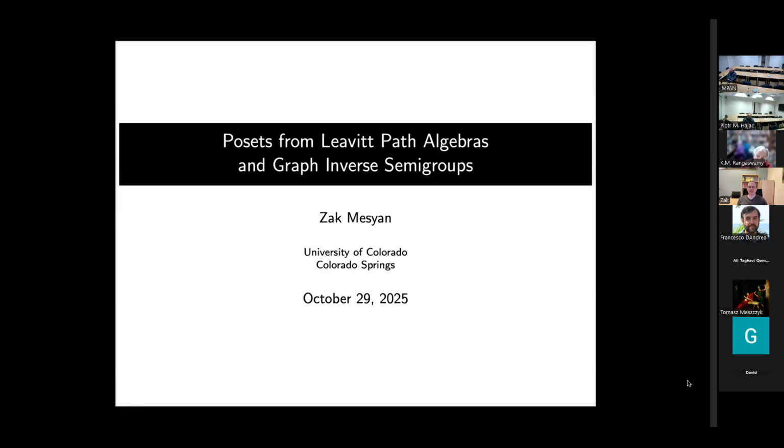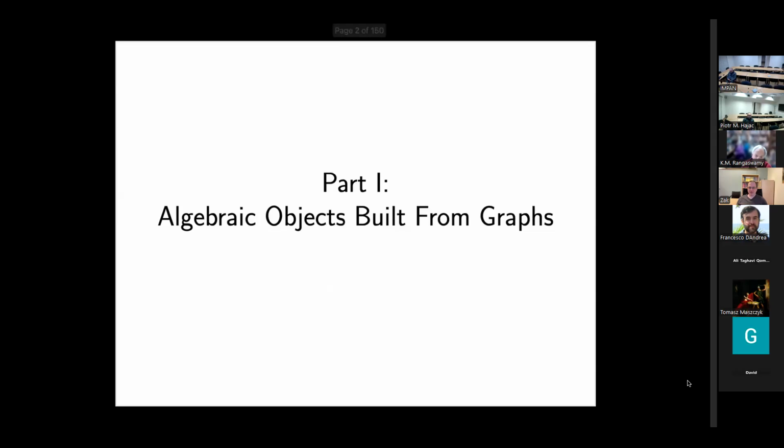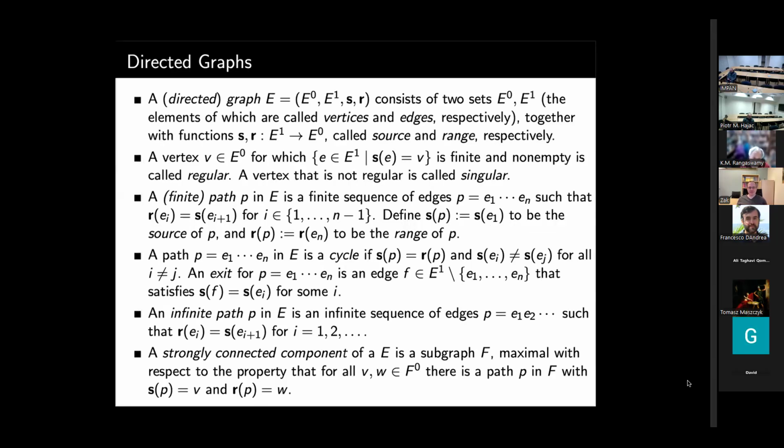So I know you've had some talks on Leavitt path algebras. I want to get to those, and I want to talk about graph inverse semigroups. But I thought that what might be more familiar for the typical audience here is graph C-star algebras. And so I thought I would start there. So all of these objects that I mentioned, they're built from directed graphs. And I put some graph terminology here, which I won't go through, just not to bore you, but I put it here for reference, and then I'll mention some of these things as we go along.